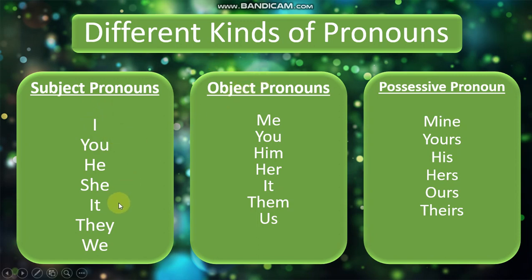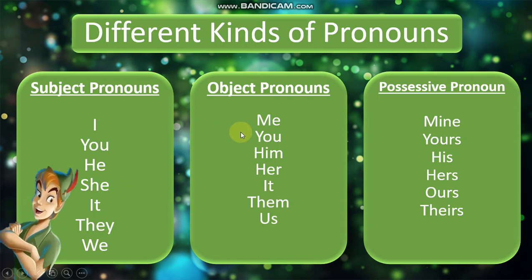Look at the next set. Object pronouns: me, you, him, her, it, them, and us. Object pronouns come in the predicate part of the sentence. The teacher told me a story.